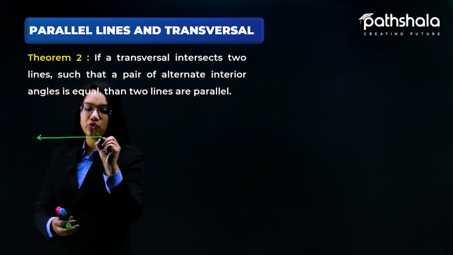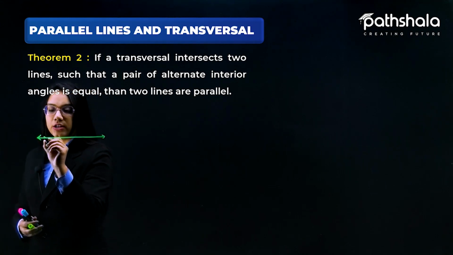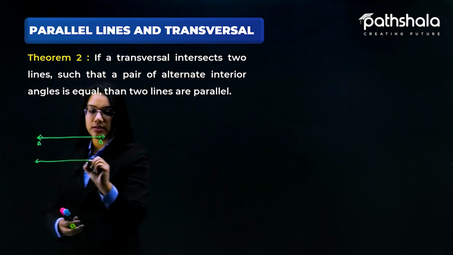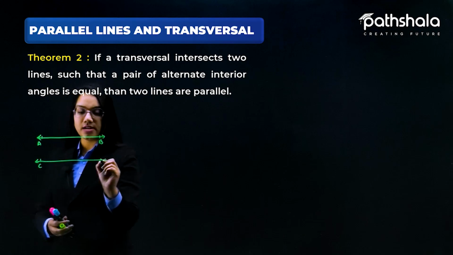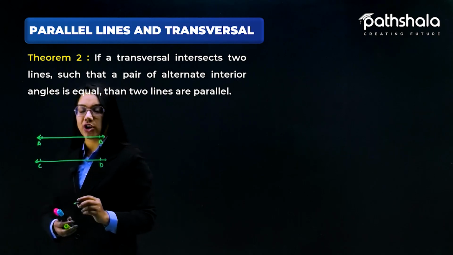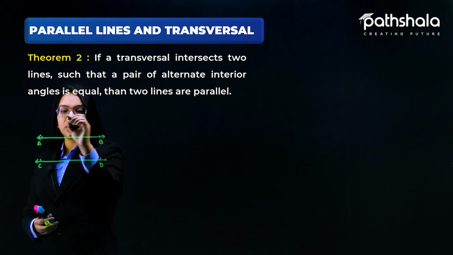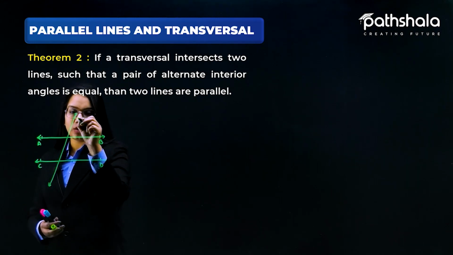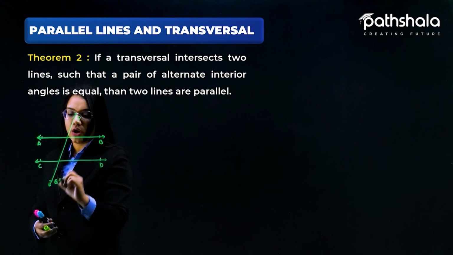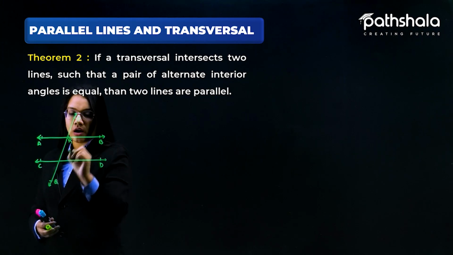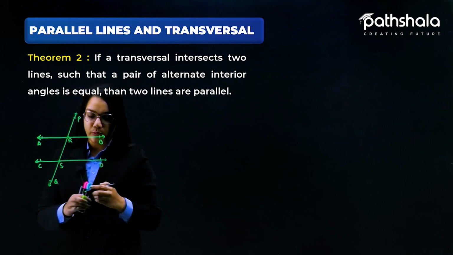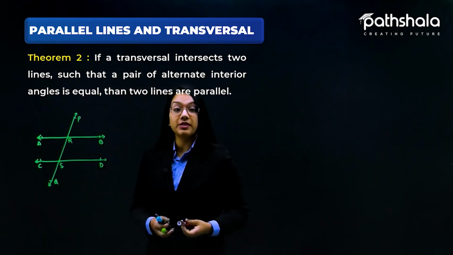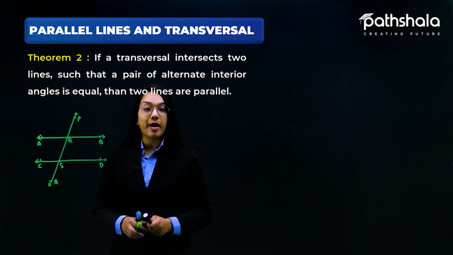Let me draw a figure for this. I'm taking this line as A and B, and the other as C and D. We have to prove that these are parallel to each other. Let us take a transversal over here, which I call PQ, and it intersects the lines at R and S. We have to prove that these two lines are actually parallel to each other.